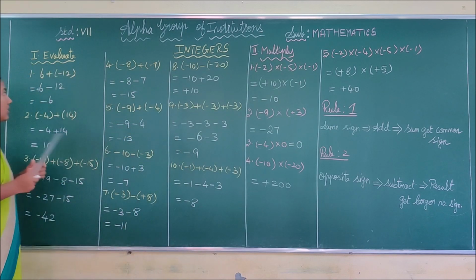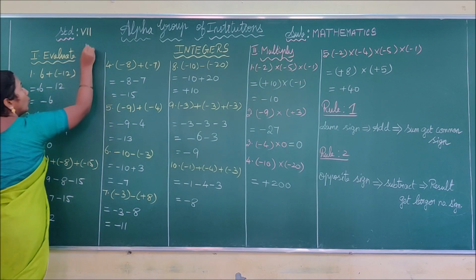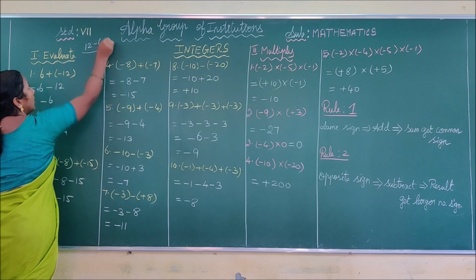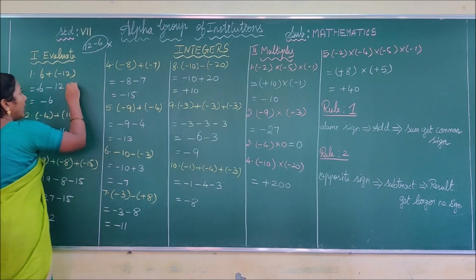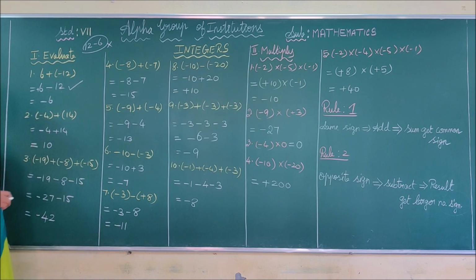But some of the students wrote like this: 12 minus 6. In between the steps they are writing like this. This is the wrong method. You have to write like this. So don't change the place of the integers. Okay, you have to write like this only: 6 plus into minus 12. Now we are going to subtract the smaller number from the bigger number. 12 minus 6 you get 6, and the larger number's symbol is minus. Thus you get the answer minus 6.